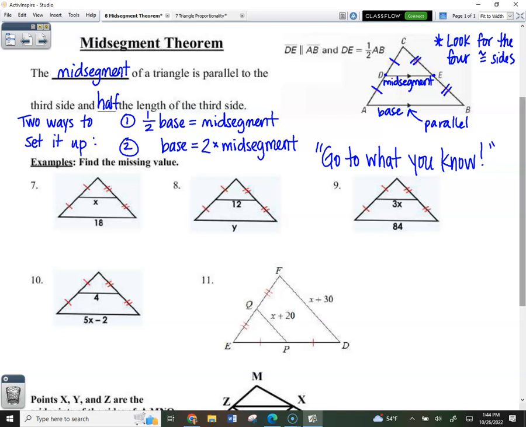Number 7, go to what you know. What do you know in the picture? You know the bottom is 18. Now, I've said before, don't just look at the picture and go by looks, but when we're dealing with triangles like this, you can go by looks. 18 is on bottom, so clearly it has to be bigger than the segment marked with an X, right? Okay, so if 18 is the bottom, and this is a mid-segment problem, then this has to be 9. That's it.